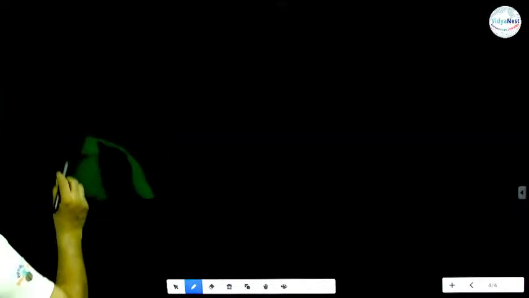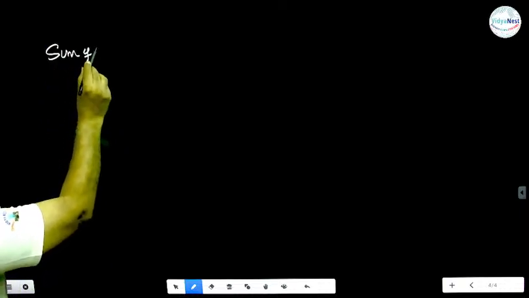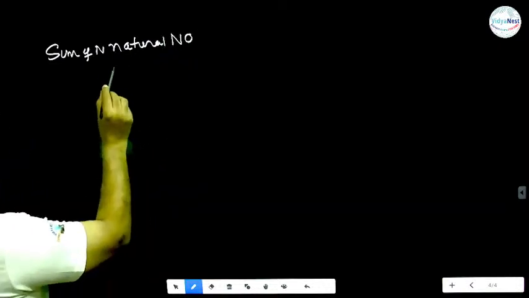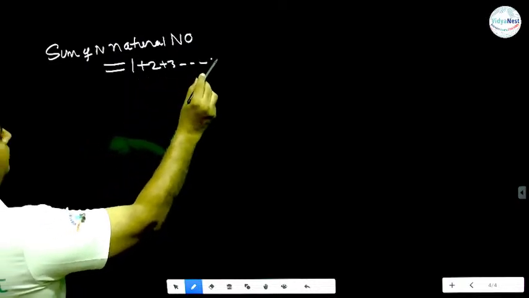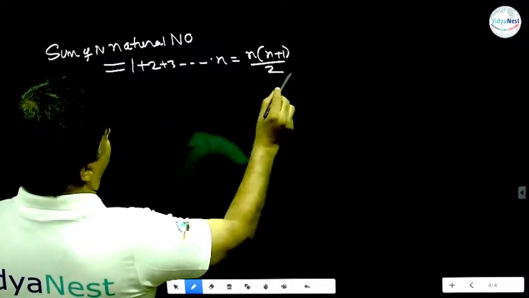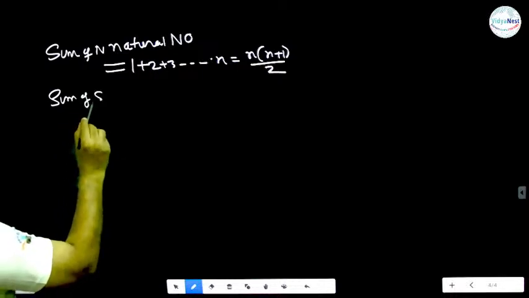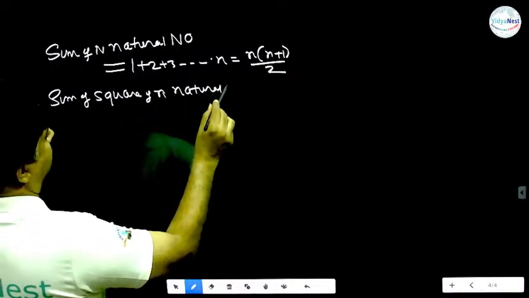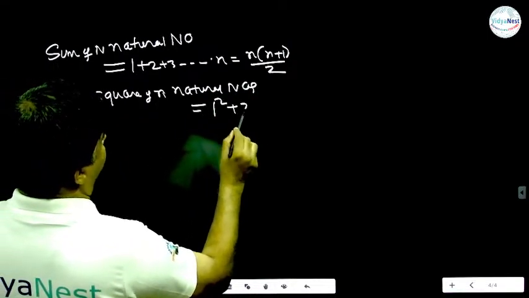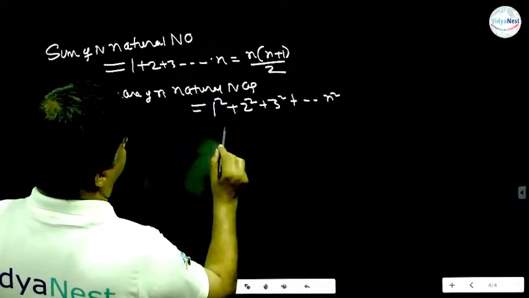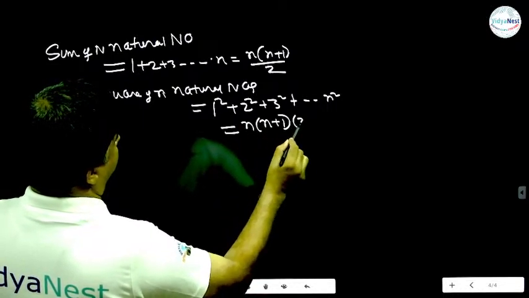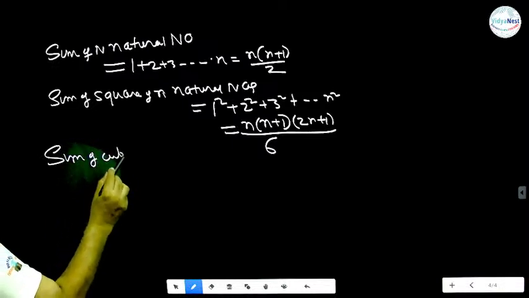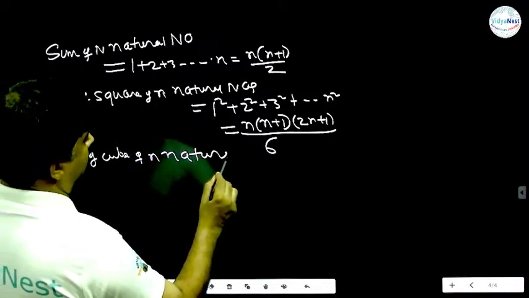Now, a few series you have to learn. Sum of n natural numbers, 1 plus 2 plus 3 up to n, is n into n plus 1 by 2. Sum of squares of n natural numbers, one square plus two square up to n square, is n into n plus 1 into 2n plus 1 by 6. Sum of cubes of n natural numbers.